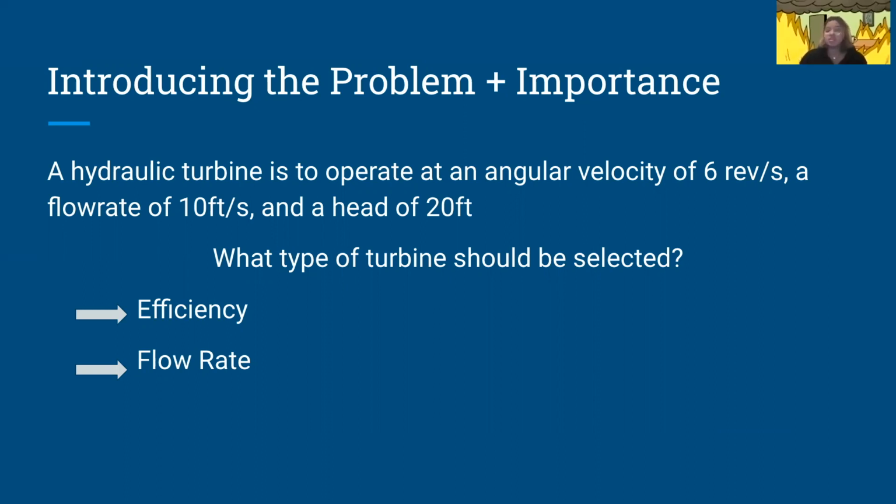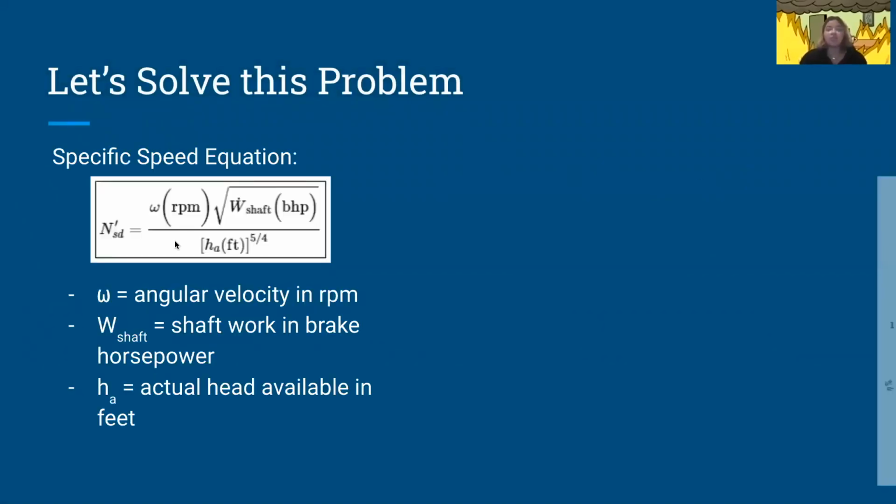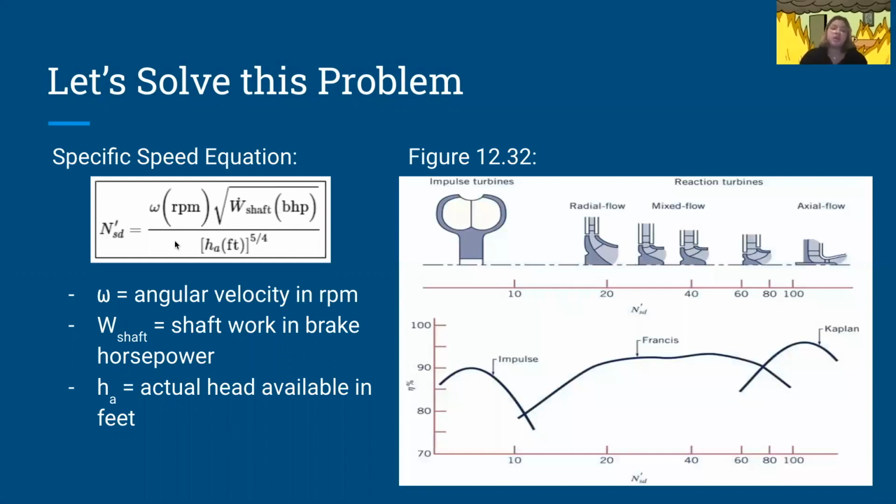So what do we need to consider when selecting a machine? There's efficiency and flow rate. For efficiency, we have this equation, which we solve for power specific speed. In this equation, we need to consider the angular velocity in revolutions per minute, the shaft power in brake horsepower, and then the actual head available in feet.